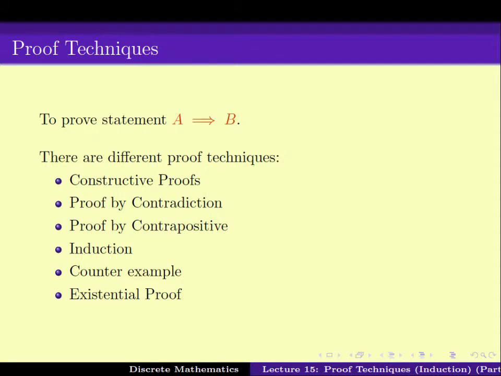Now, a quick recap. We were looking at proof techniques, namely how to prove A implies B, and we have seen that there are quite a number of different proof techniques available to us: constructive proof, proof by contradiction, contrapositive, induction, counterexample, and existential proof.